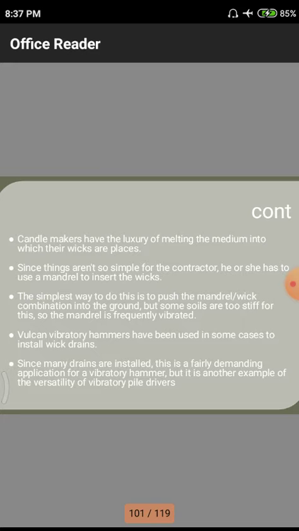Next, since these are so simple, it is easy for the contractor to use a mandrel to insert these wicks. Mandrel means a kind of material which is used to insert into the particular sand wicks. Next, the simplest way is to push the mandrel and wick combination into the ground, but some soils are too stiff for this, so the mandrel is frequently vibrated.